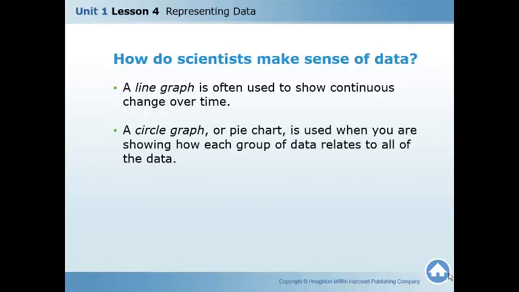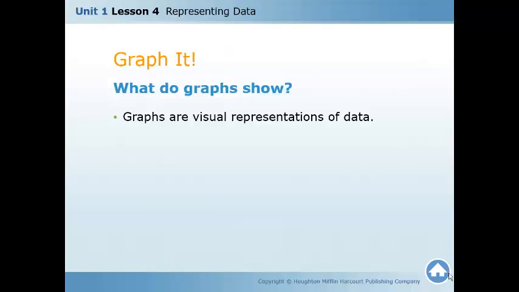A circle graph, or a pie chart as you might know it, is used when you are showing how each group of data relates to all the data. So the parts of a whole. What part of 100%, for example, of students like pizza for lunch? What part of 100% of students like the lasagna for lunch, etc.